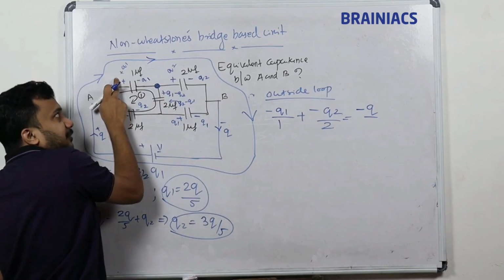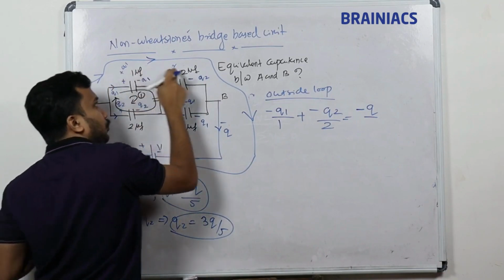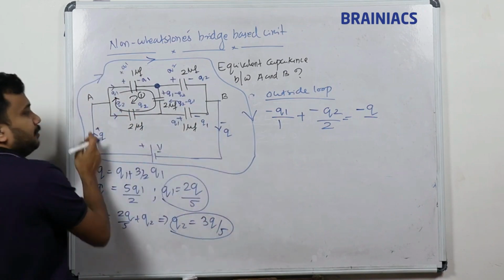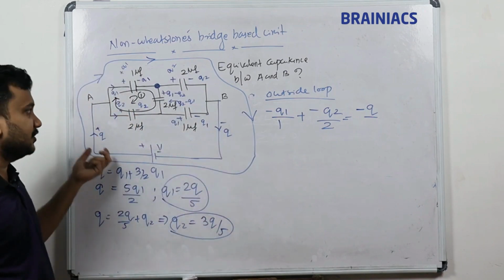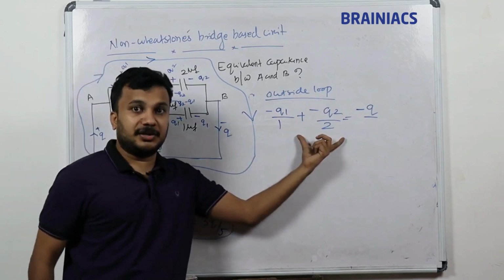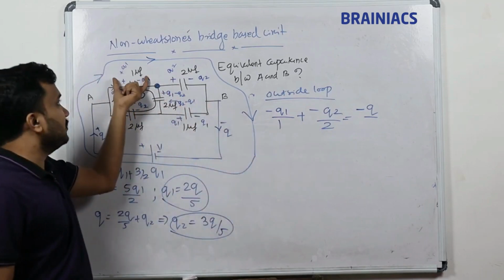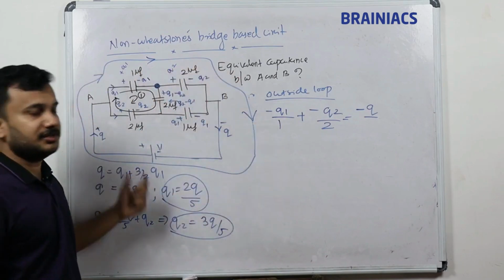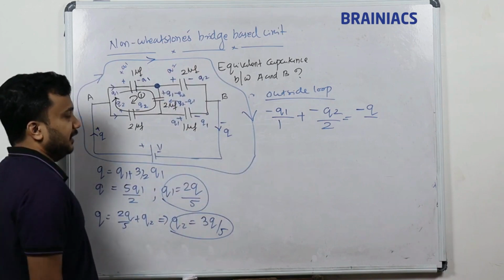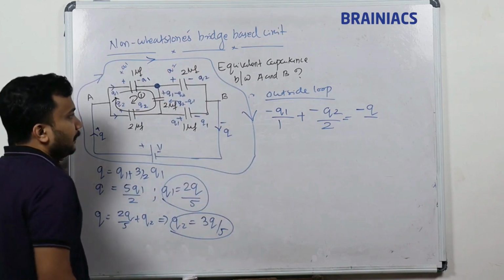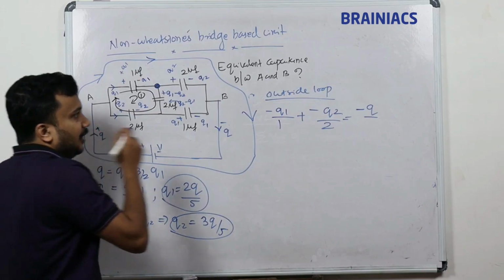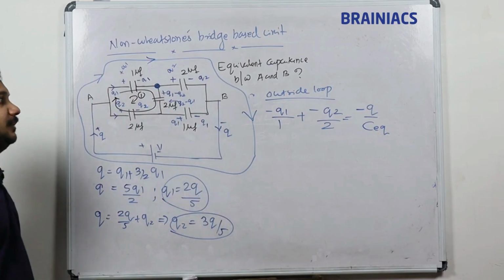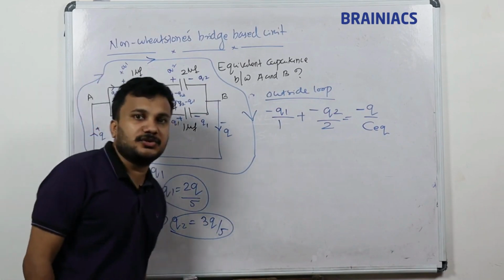I start from here and go through 1 to 2 and 1 to 2, then come here, and I can see minus Q. Minus Q and plus Q will be the same, right, because of the direction change. So the voltage taken by the capacitors is equal to the total voltage. So minus Q divided by the total capacitance, C equivalent.